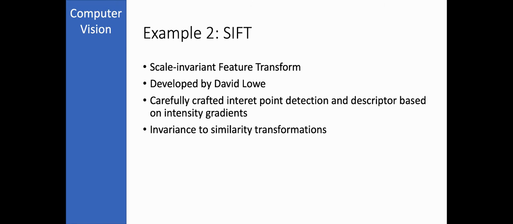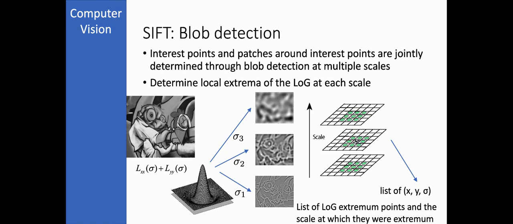The second example we will see is called SIFT. It's a very famous feature extraction method, called Scale Invariant Feature Transform. It was developed by David Lowe, and it's a carefully crafted interest point detector and descriptor based on intensity gradients. This method is invariant, or let's say insensitive, to similarity transformations, meaning translation, rotation, and scale changes. Now, the idea is using blob detection.